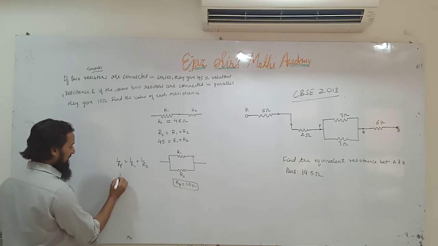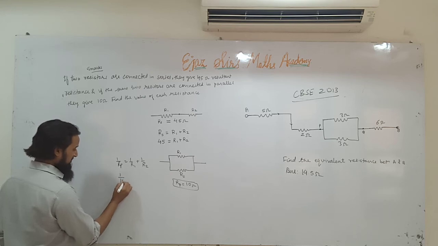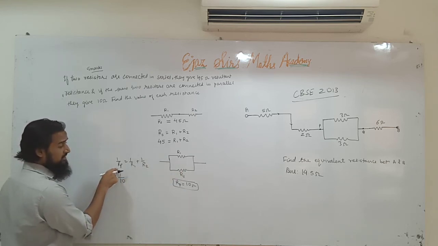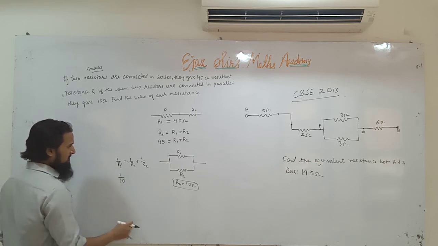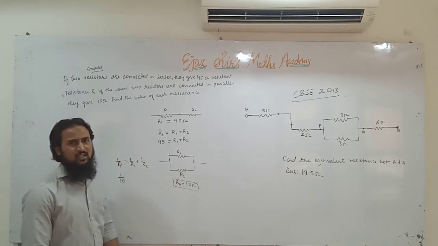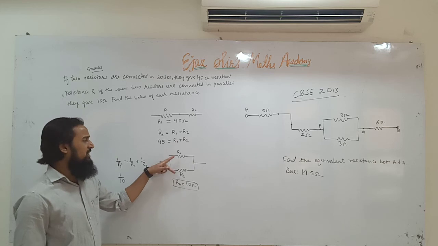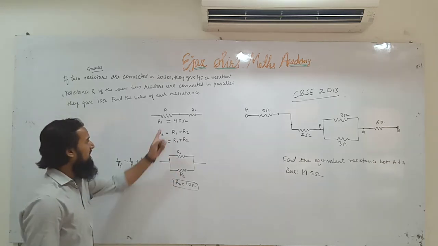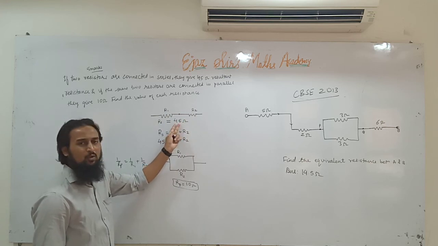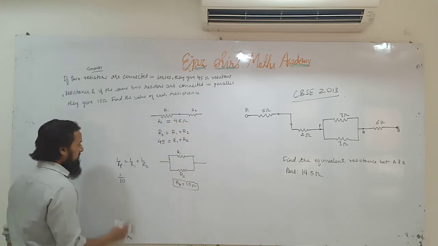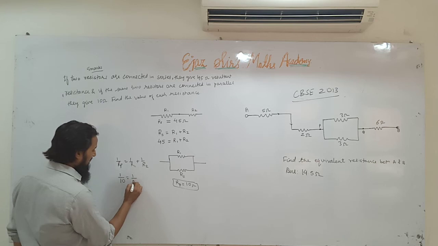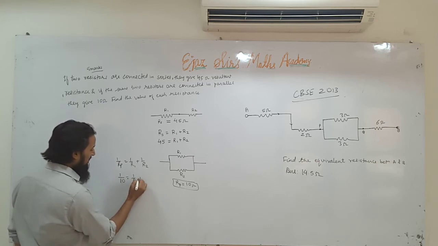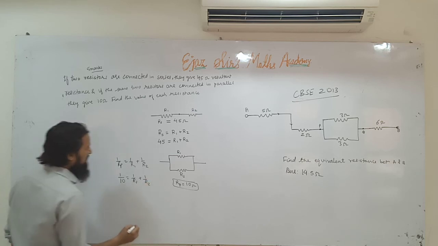So here it will be 1 upon 10. Rp is 10 because when they are connected in parallel, we get 10 ohm resistance. And you know, when resistors are connected in parallel, the total resistance decreases, and when they are connected in series, the total resistance always increases. So it will be 1 upon R1 plus 1 upon R2.